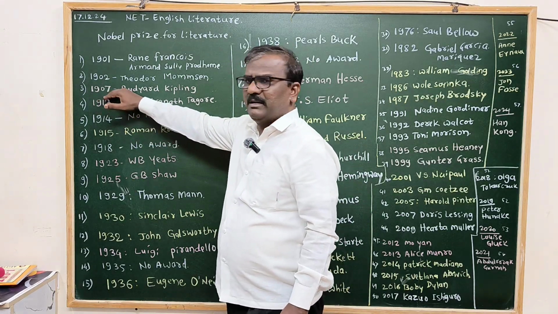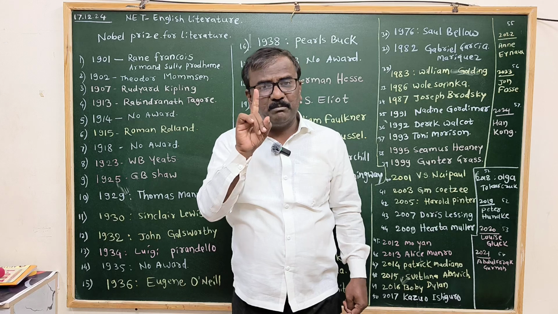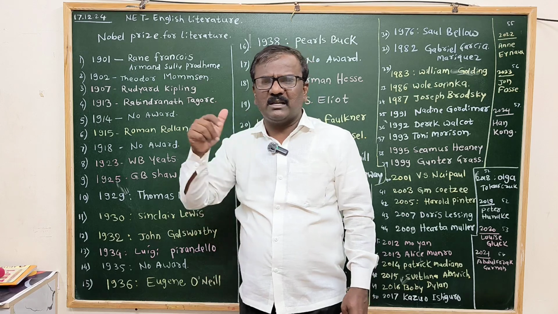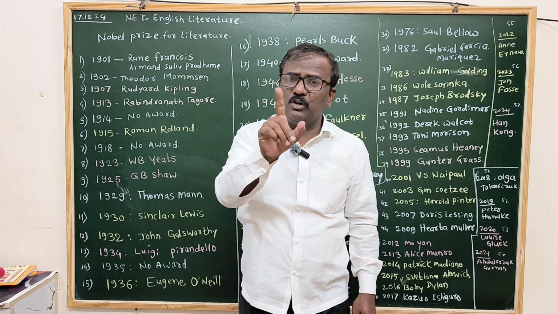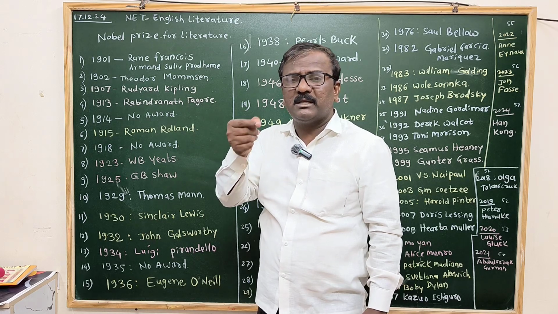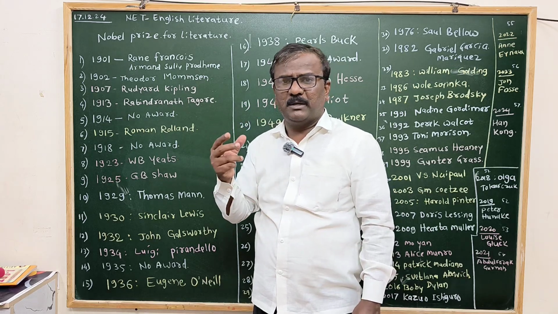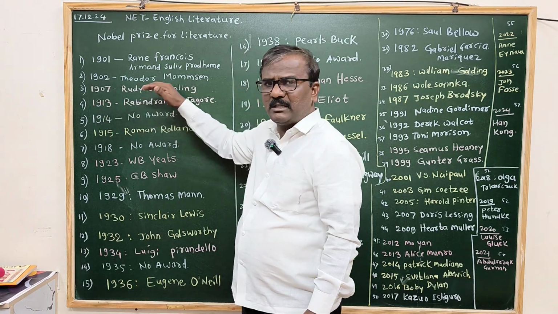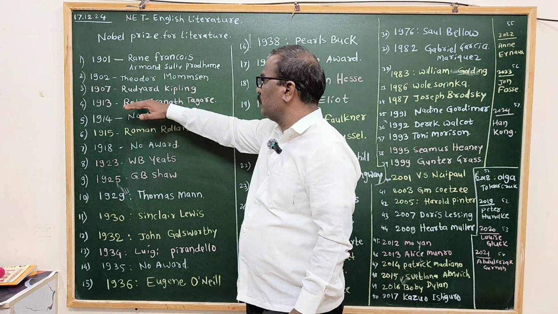In 1907, Rudyard Kipling, he was the first British person who received the Nobel Prize. Many times the question was asked on this point. Who was the first person from Britain who received the Nobel Prize? Rudyard Kipling. Or when did Rudyard Kipling receive the Nobel Prize? 1907. In 1907, who received the Nobel Prize? Rudyard Kipling. Then 1913, Rabindranath Tagore, the first Asian to receive the Nobel Prize, the first Indian to receive the Nobel Prize.